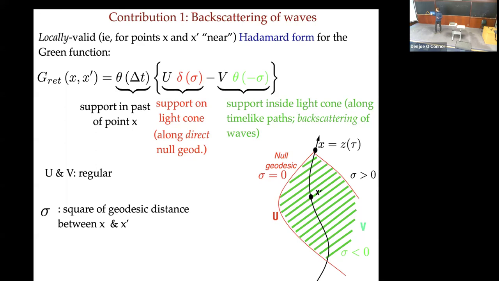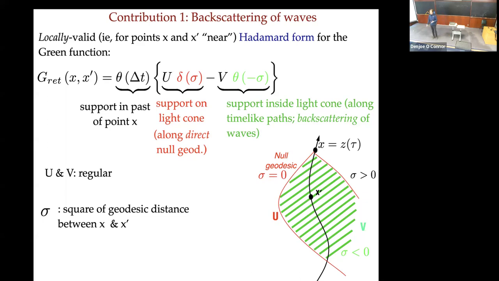It's multiplied by a regular bitensor, the square root of the Van Vleck determinant. And then there's another term here that has support whenever sigma is negative. Sigma is negative whenever the two spacetime points are time-like related. So this is a cartoon depiction of it. The first term has support on the light cone, the red line, sigma equals 0. The second term has support on the green region, in time-like paths. So this is due to the backscattering of waves.